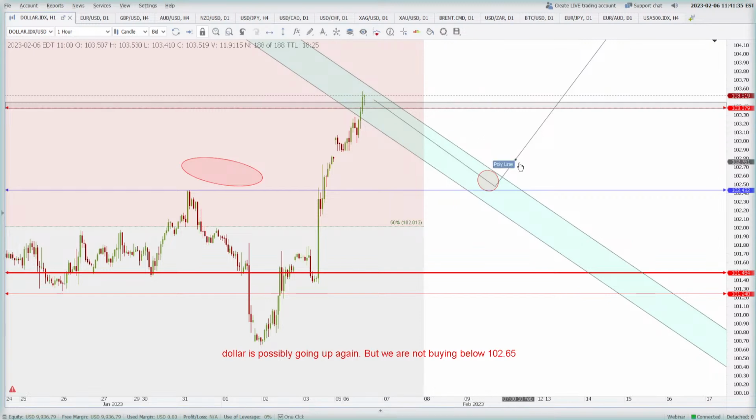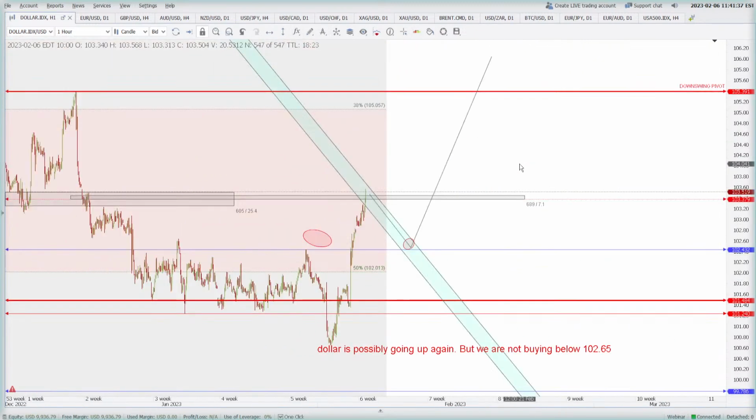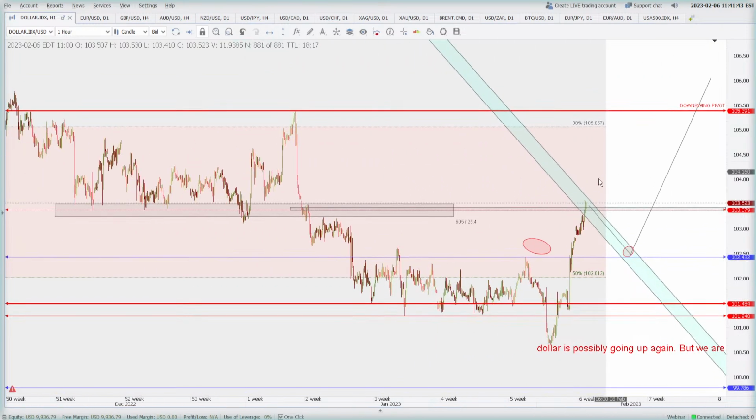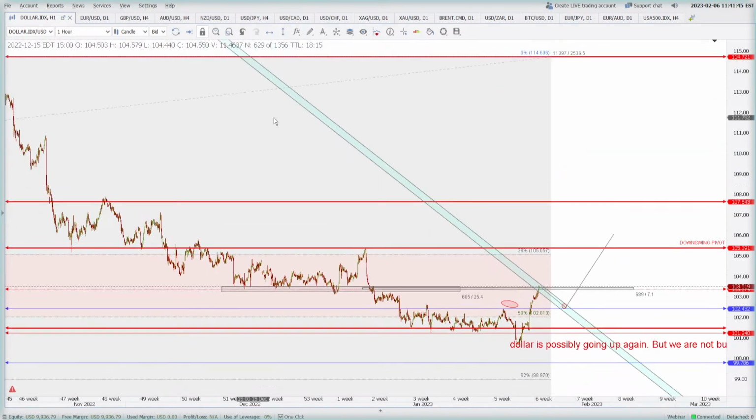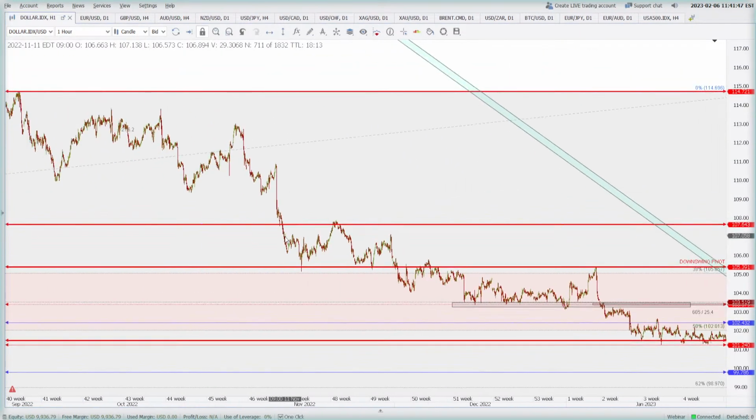If it doesn't, then there is a high probability that it will fall back, because the price has to move in waves. It cannot move in one direction for a very long time. It's not possible for the price to move in one direction for a very long time. It has to come back to the broken support to test it as the fresh resistance.